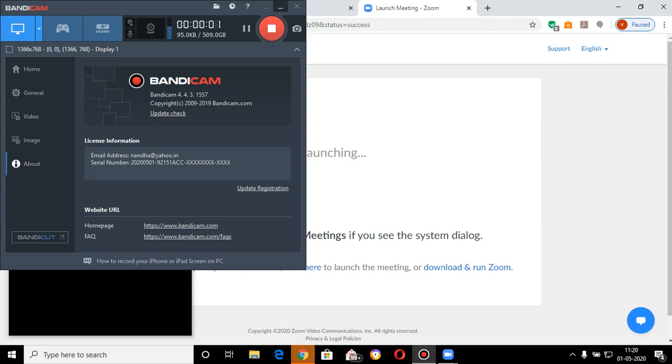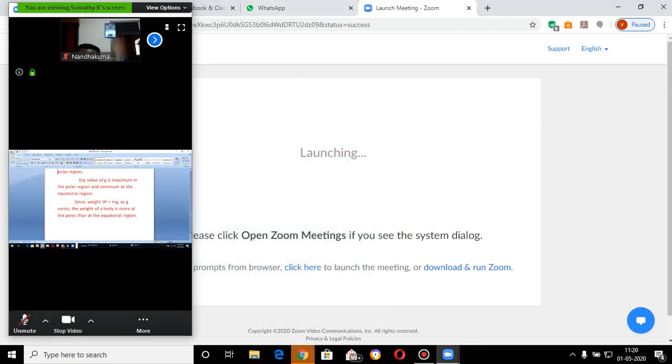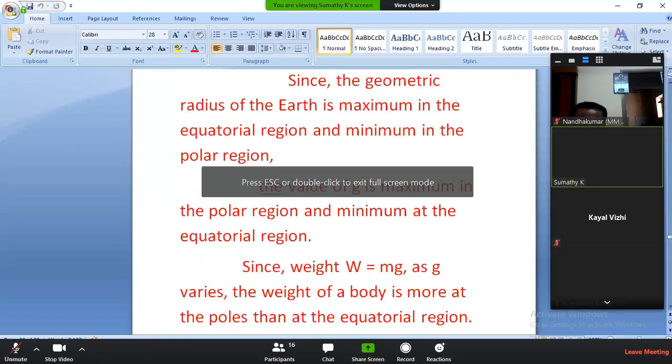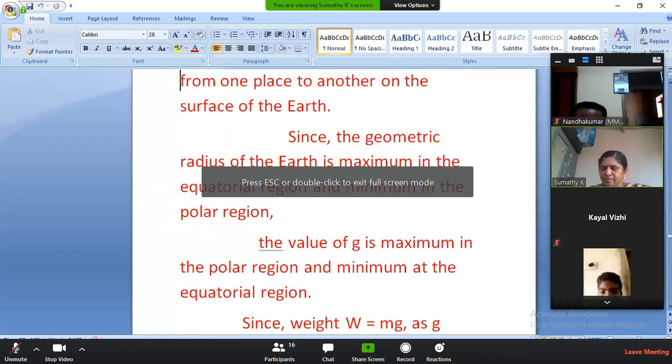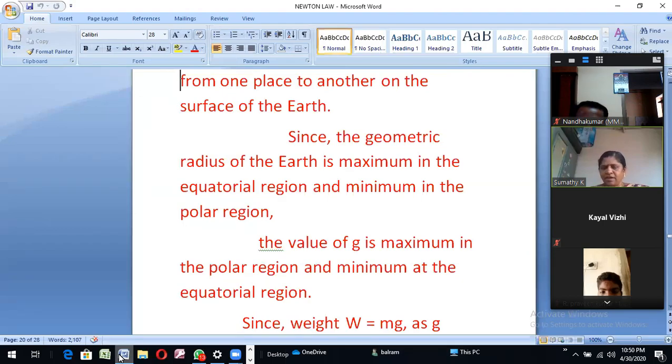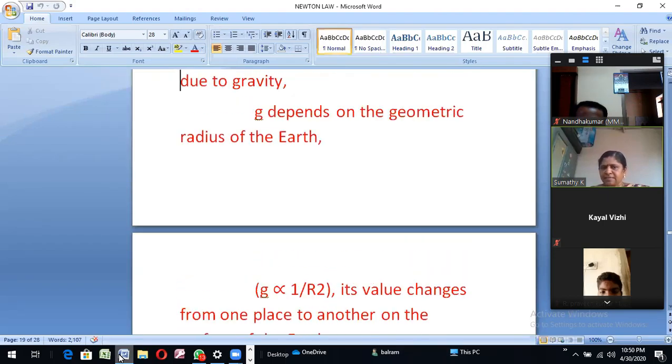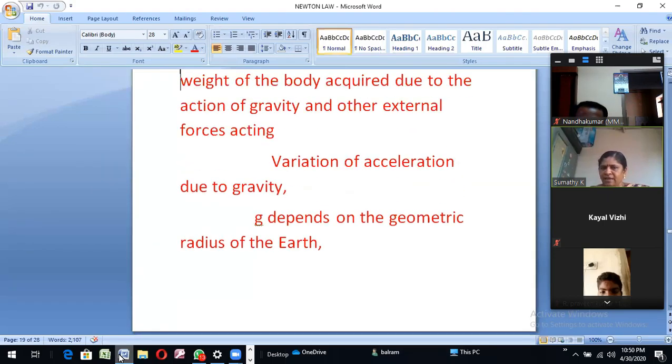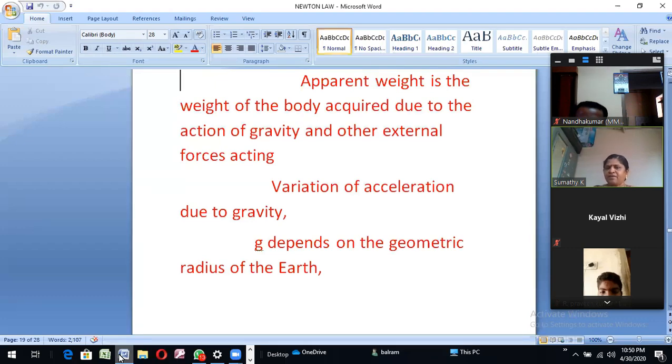Okay, ma. And the weight, what is weight, ma? Weight is related with the acceleration due to gravity. Okay, ma, so this is the difference. So we can calculate the apparent weight. What is apparent weight?